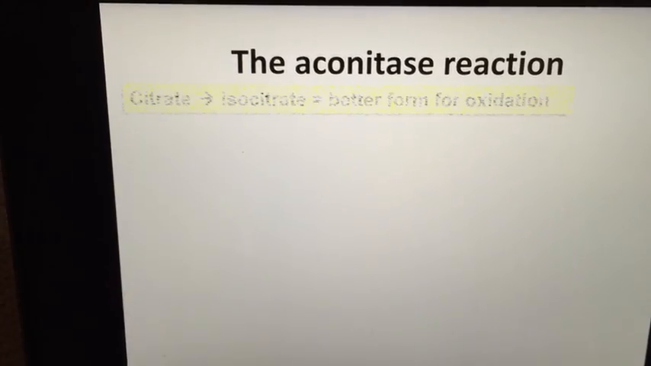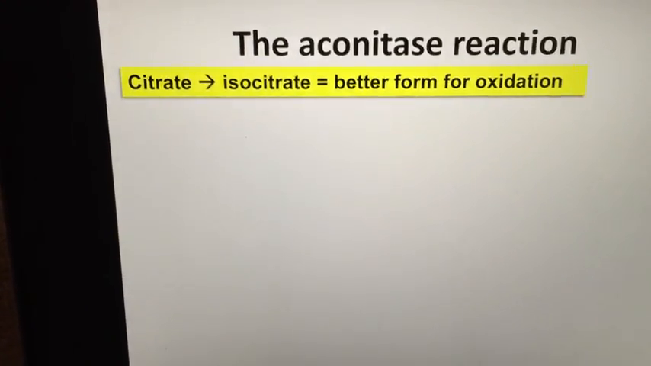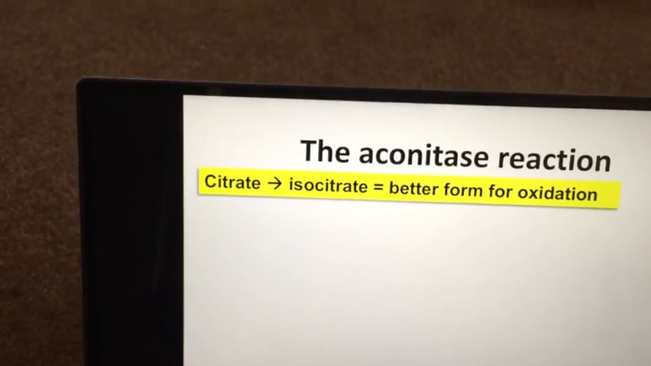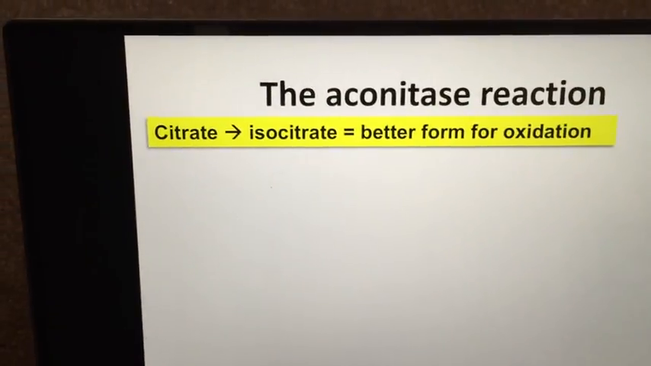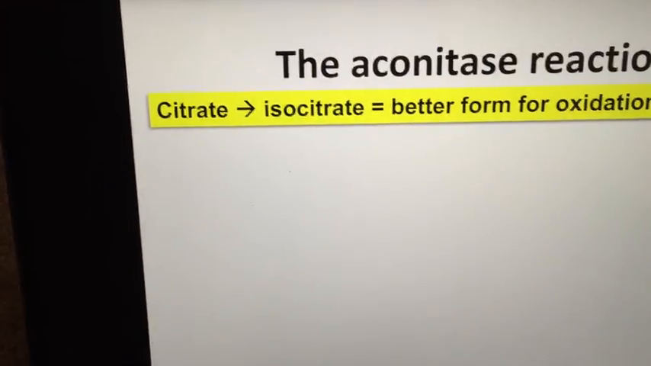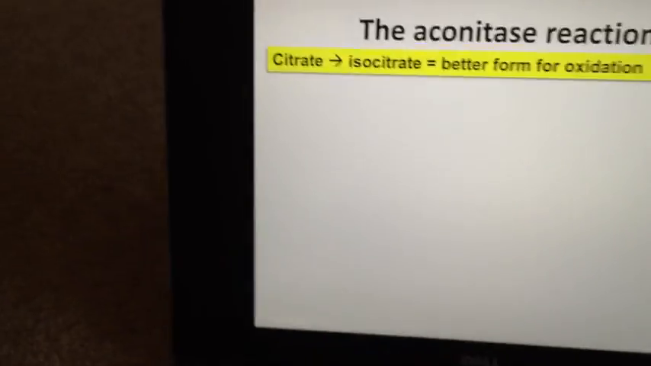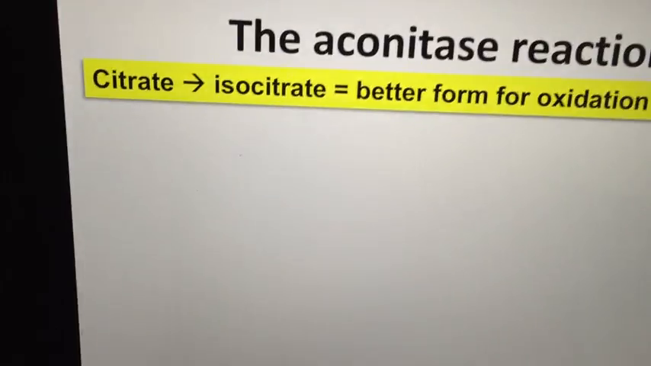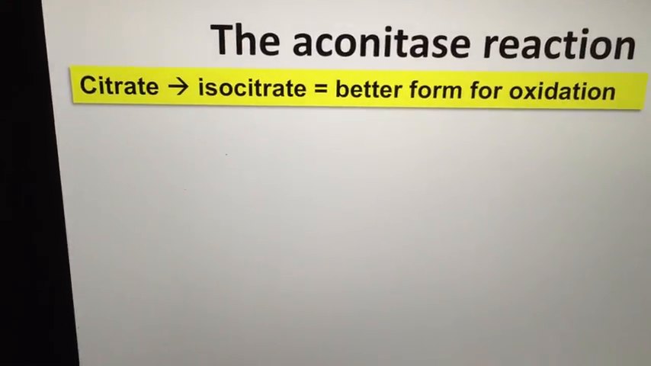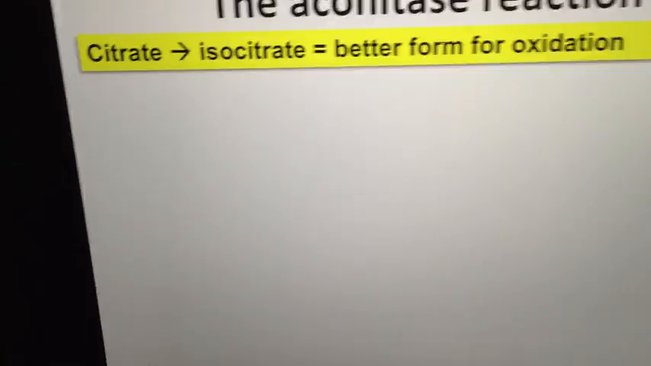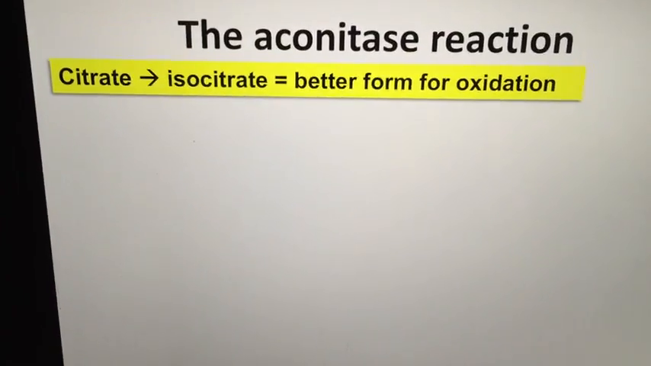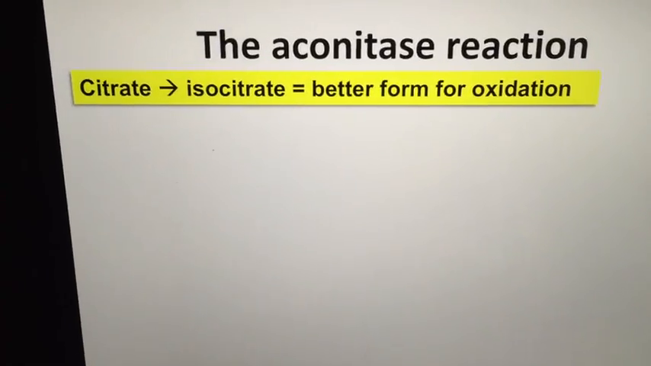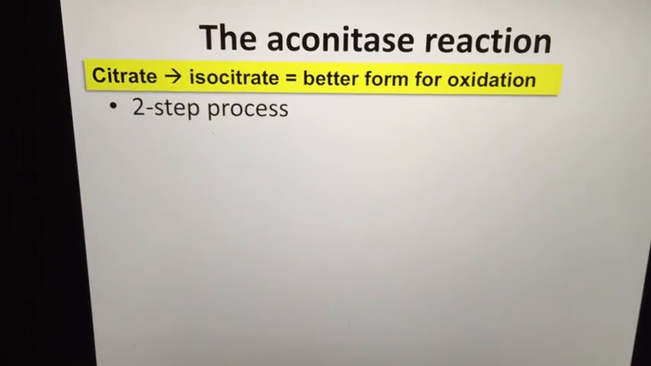Alright, so aconitase is the next reaction, which is the conversion of citrate to isocitrate. Why do we need to have an isomerization reaction? Citrate's 6 carbon, isocitrate's 6 carbon. Why can't we use citrate? Well, it's got to do with the oxidation. The fact that citrate is a tertiary alcohol, and we know that tertiary alcohols cannot be oxidized, whereas isocitrate is a secondary alcohol, and secondary alcohols can be oxidized. And we know that the next step in the pathway has to be an oxidative step. So oxidation is necessary.